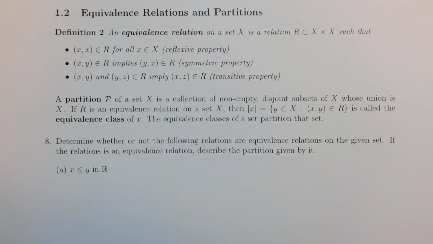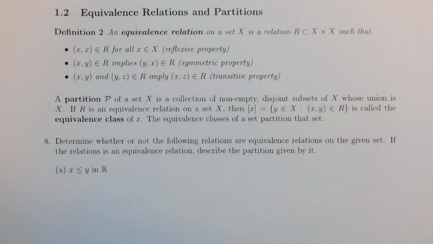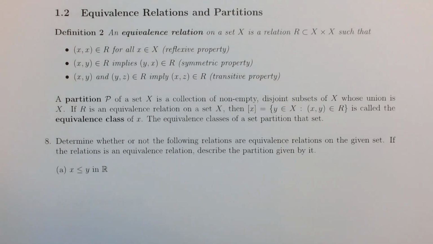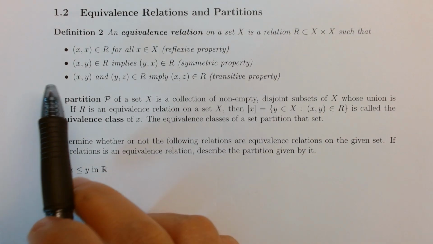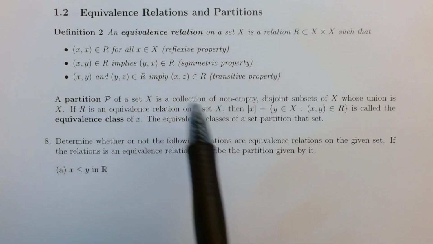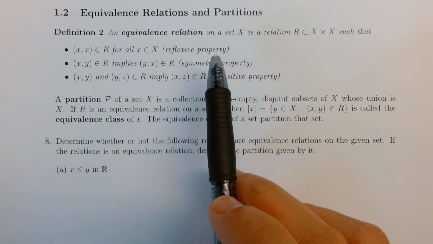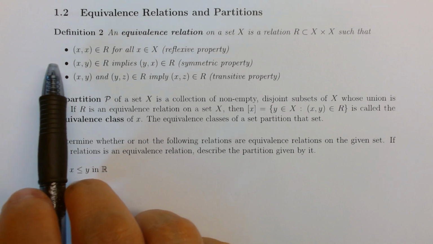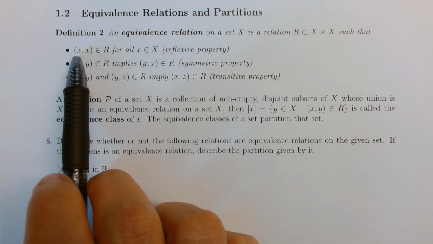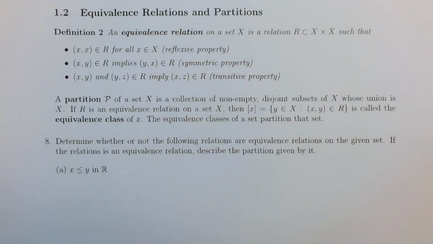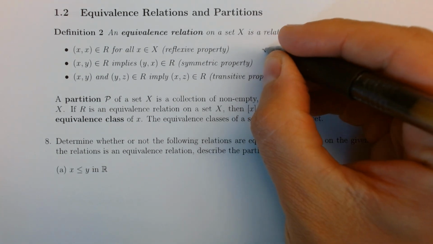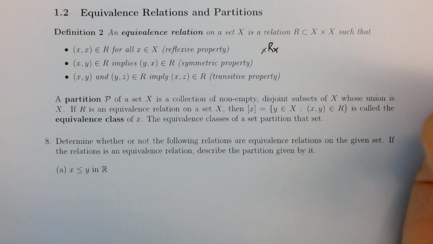But just to review, an equivalence relation on a set X is a relation, which technically is a subset of the cross product of the set X with itself, such that the relation has these three properties: that it's reflexive, symmetric, and transitive. Reflexive is just that every element is related to itself. Sometimes you would write this as just x related to x like that.